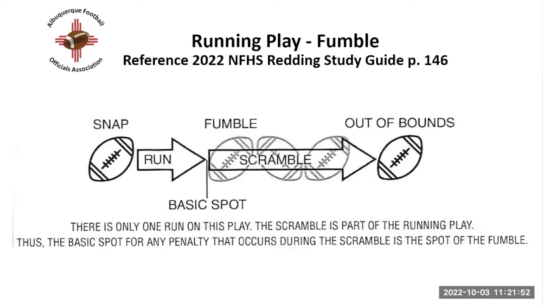Here's a running play with a fumble. In this case, there's only one run on this play. The scramble is part of the running play. Thus, the basic spot for any penalty that occurs during the scramble is the spot of the fumble. Okay, so the running play includes the run and the scramble, and any penalty that occurs during that time is going to go back to that basic spot, which is where the fumble is. Also a reason why we beanbag fumbles, because that is marking a basic spot.